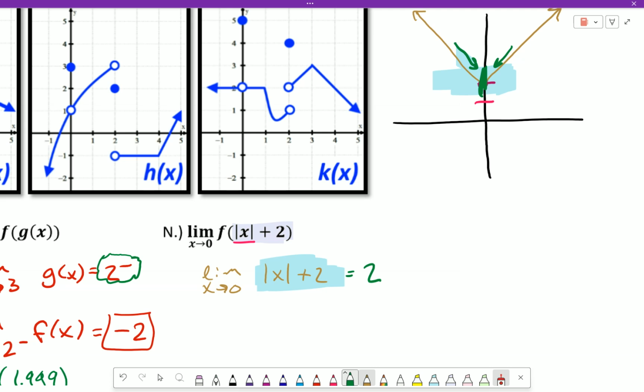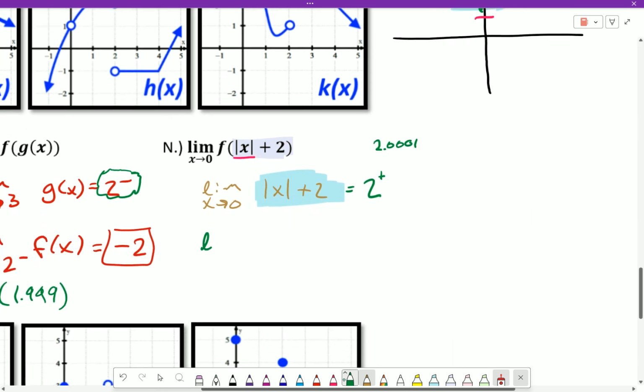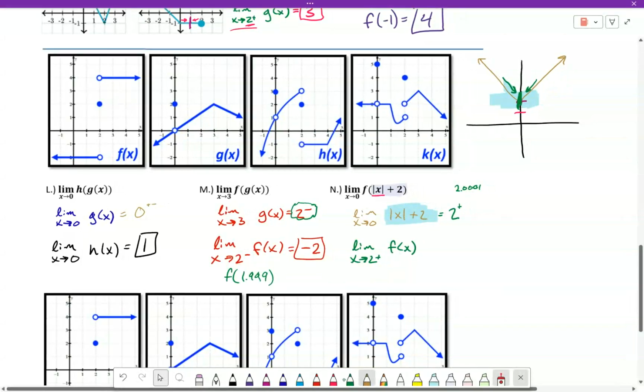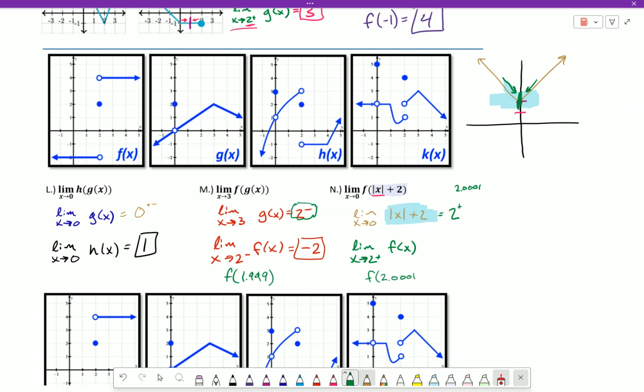2. How am I approaching that 2? The number's just a little bit bigger: 2 with a plus sign, like 2.00001. That's what I'm getting. How do I write that for numbers a little bit bigger than 2? I have a one-sided limit: the limit as x approaches 2 with a plus sign of the function f of x. It's almost like I'm doing f of 2.00001, or numbers just to the right of 2. And what number will that get me? 4. I'm looking at this graph only from the right-hand side. It is 4. Questions on N?